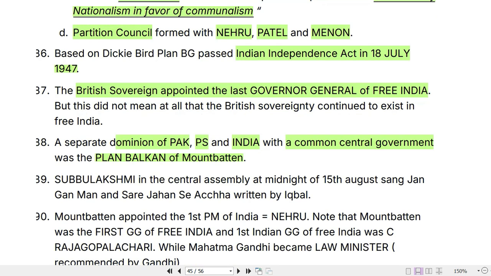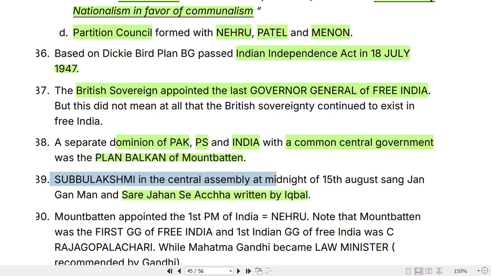Subbalakshmi in the Central Assembly at midnight of 15th of August sang Jana Gana Mana and Saare Jahan Se Accha, written by Iqbal. So Saare Jahan Se Accha was written by Iqbal, whereas we already know that Jana Gana Mana was written by Rabindranath Tagore, but this was sung in the Central Assembly.